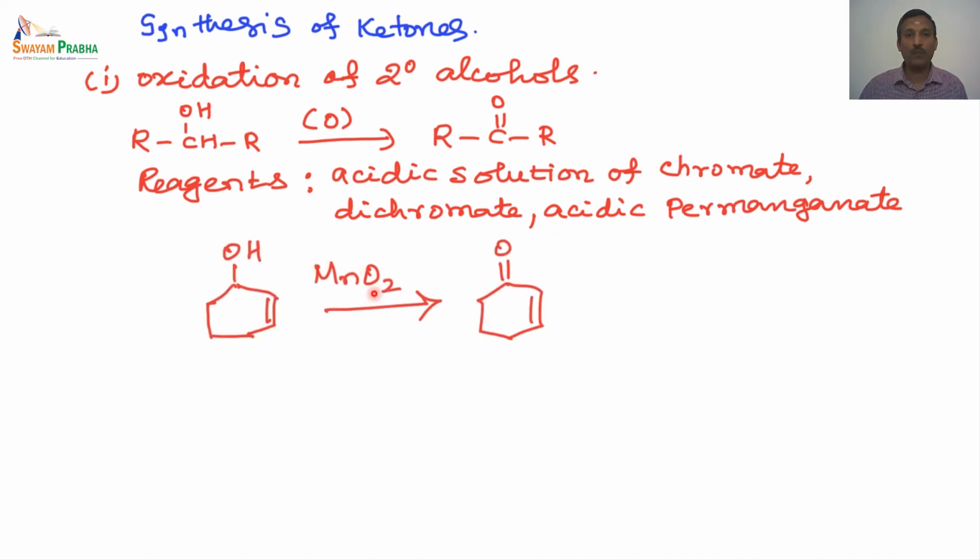And there is another milder method where manganese dioxide, or MnO2, can be used to oxidize allylic alcohols. In this particular case, it's a very selective oxidation. We get the corresponding alpha beta unsaturated carbonyl compound.